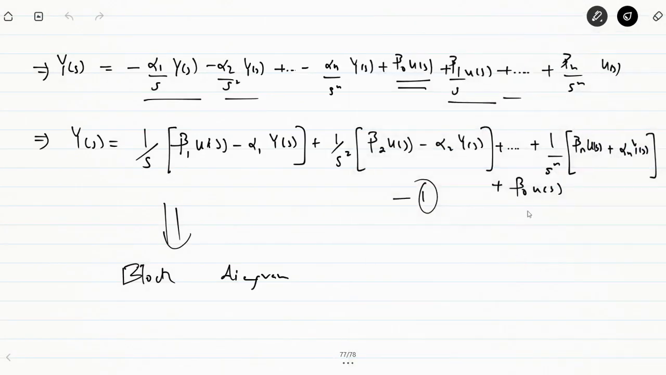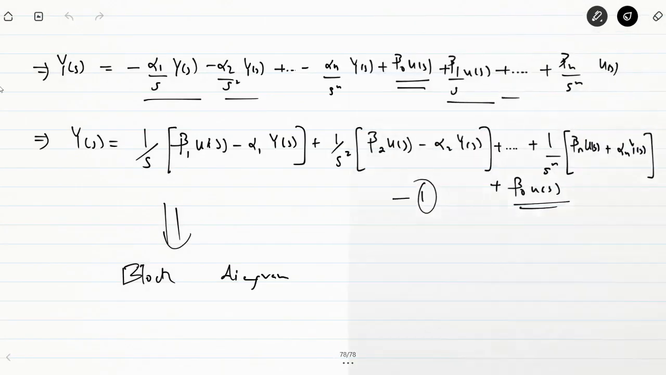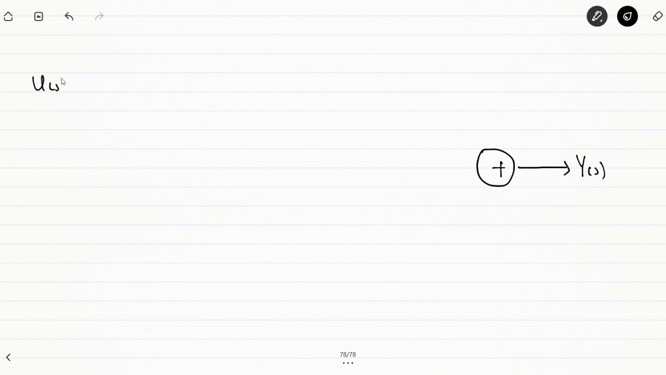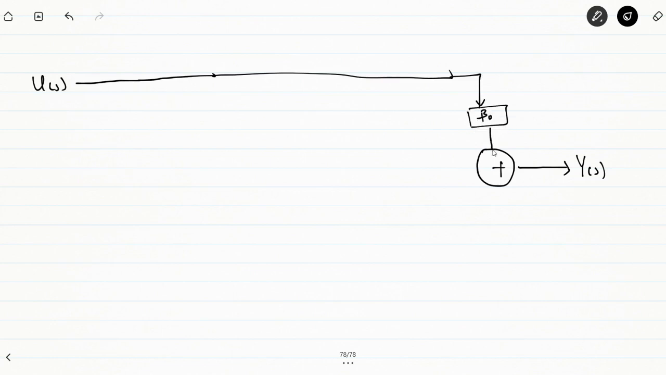So we have y of s equal to 1 by s times all those terms. So that means हमारा जो output है यहाँ पे, that is y of s, and it is summation of a number of terms. इनमें से जो एक टर्म है that is beta naught u of s. So if our input is u of s, this gets multiplied with beta naught and we obtain beta naught u of s.